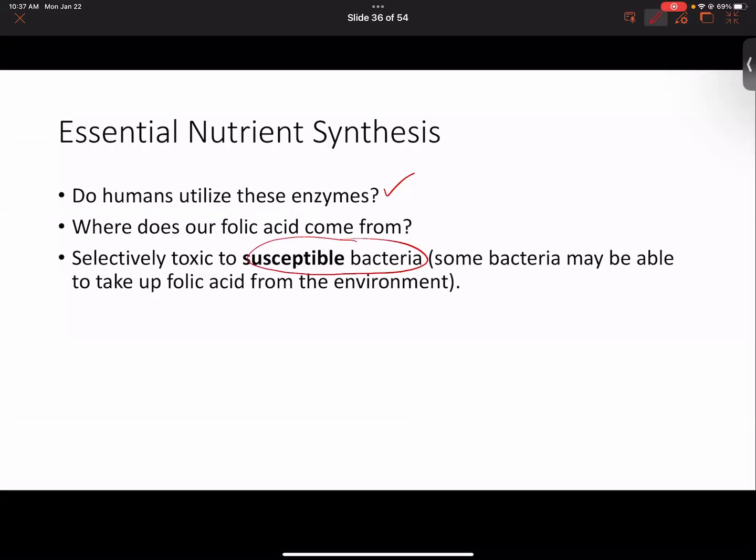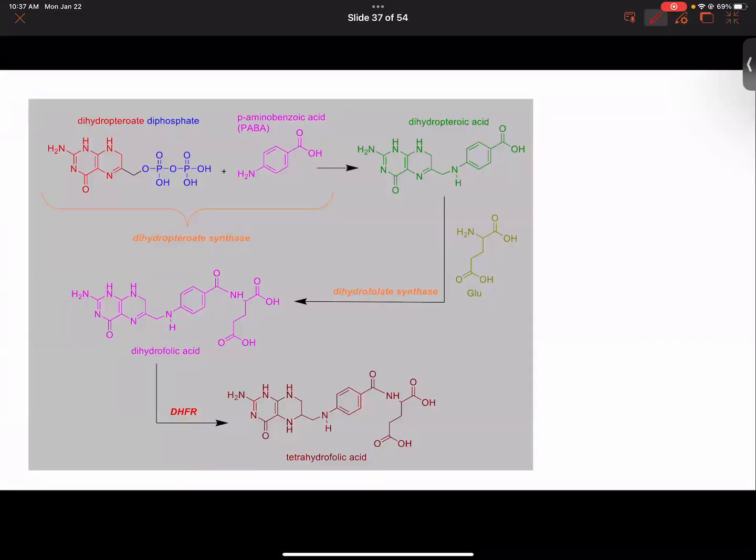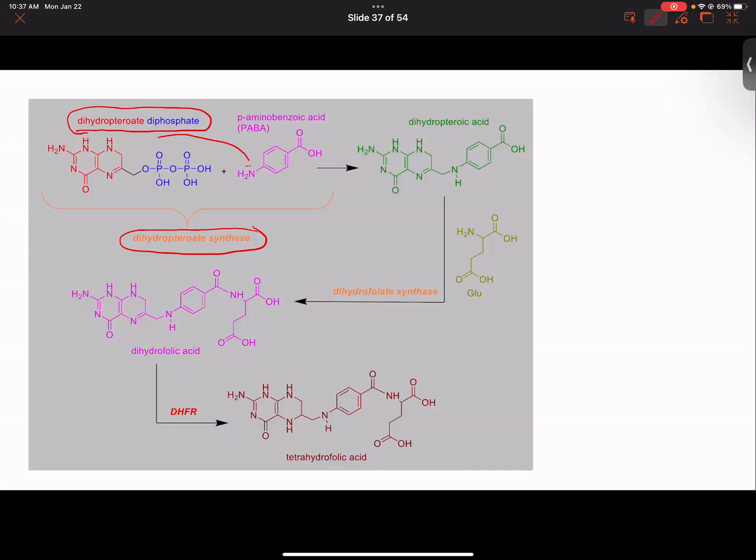So in susceptible bacteria, we can accomplish this selective toxicity. Here is that dihydropteroate diphosphate that I made mention of. Bacteria will synthesize this precursor. And then in the context of the synthase active site, it will combine dihydropteroate diphosphate with para-aminobenzoic acid.